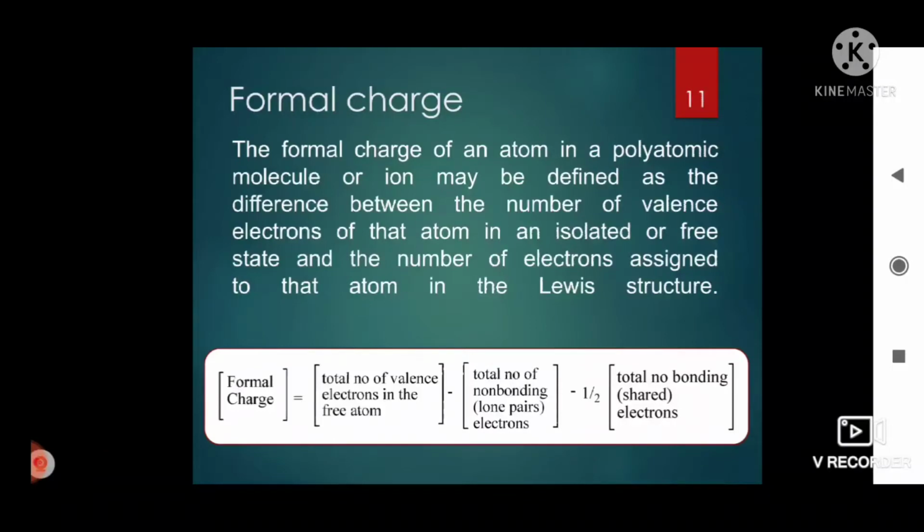The formal charge of an atom in a polyatomic molecule or ion may be defined as the difference between the number of valence electrons of that atom in an isolated or free state and the number of electrons assigned to that atom in the Lewis structure. In other words, formal charge is the apparent electronic charge on each atom in a molecule based on the electron dot structure.